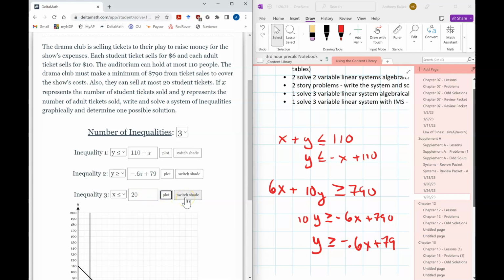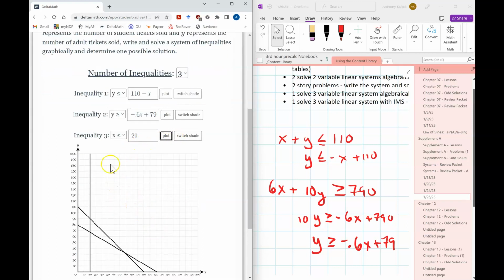Okay. So if I hit plot, it draws in the lines for me. So X is less than or equal to 20. That's this vertical line here. Should I be shading on the right or the left of that if it's less than? Left. So if I hit switch shade, there it's on the left. That's what I want.